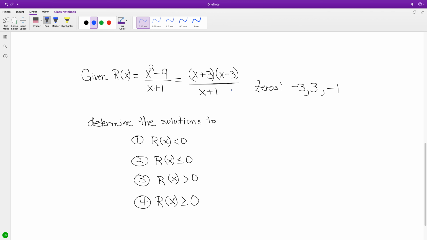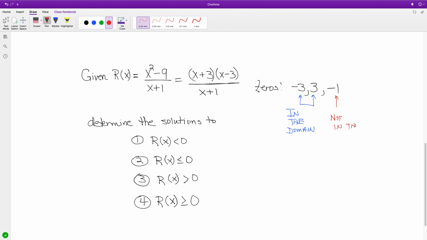And now, let me mention this. Negative 3 and 3 will set the rational function equal to 0. However, negative 1 would set x plus 1 to 0. And guess what? A defined fraction in the real number system cannot have a 0 denominator. So negative 3 and positive 3 will be in the domain of r of x. However, negative 1 will not be in the domain, since that would set the denominator equal to 0.